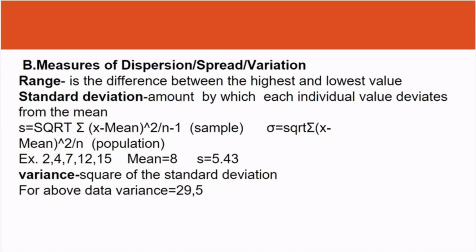And lastly, the variance, which is the square of the standard deviation. All you need to do is first get the standard deviation. Upon getting 5.43, you just square it. After squaring, you get 29.5. So that is the answer for variance.